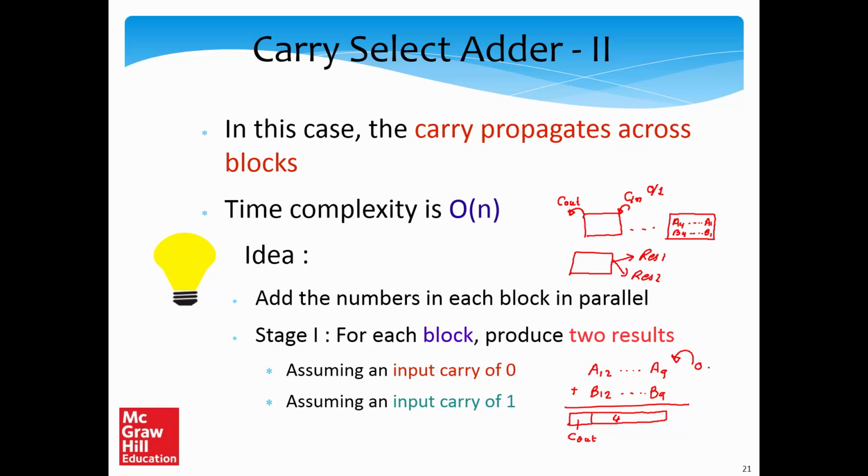Then in parallel, since it's in hardware, we can do a lot of computations in parallel, right? So there is no need of doing one after the other. In parallel, we can perform another addition for the two blocks assuming that the carry in was actually 1. So that will also produce its result and a carry out.